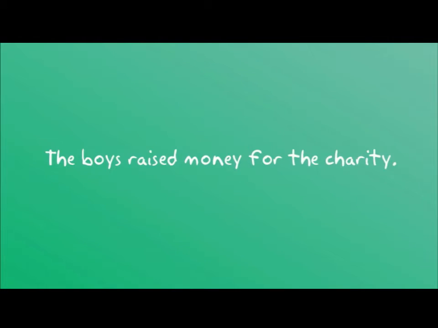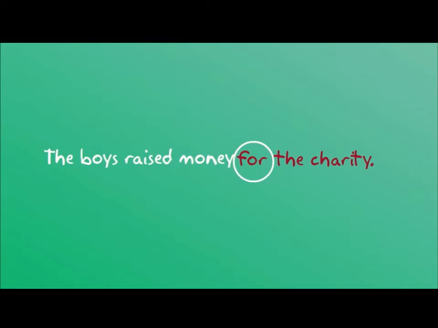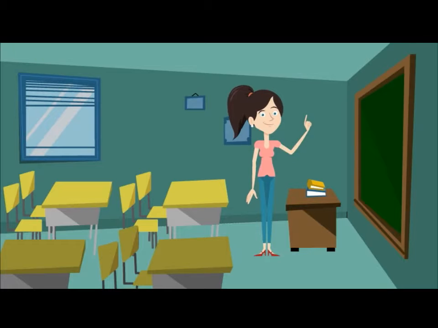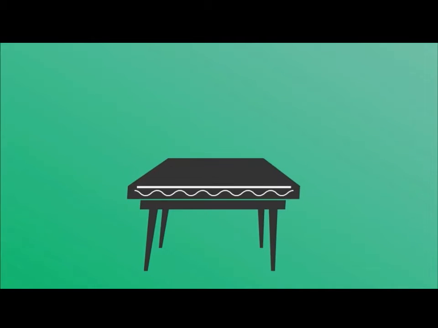Here's an example. The boys raised money for the charity. I recognize for as the preposition, so I ask, for what? For the charity. Charity is the object of the preposition. Any words that fall between the preposition and its object are called adjectives. They modify or describe the object.